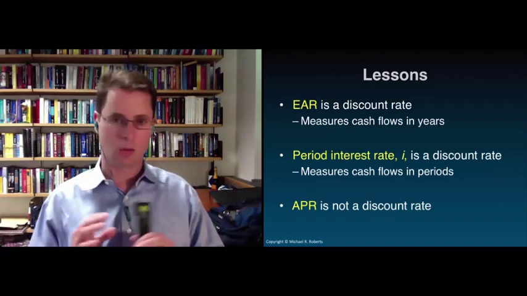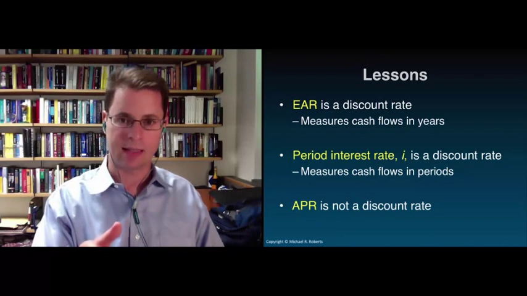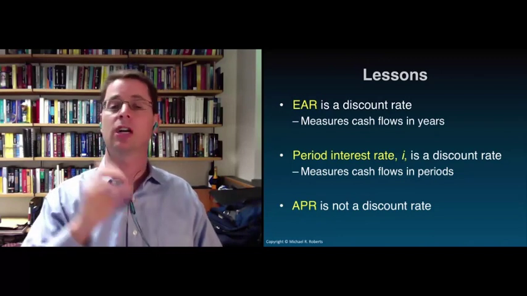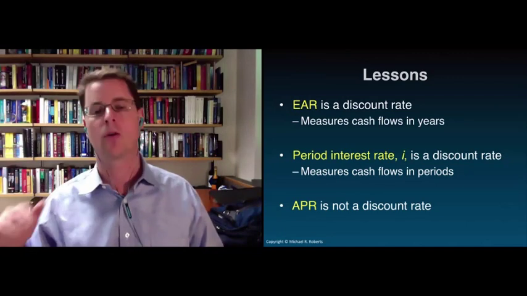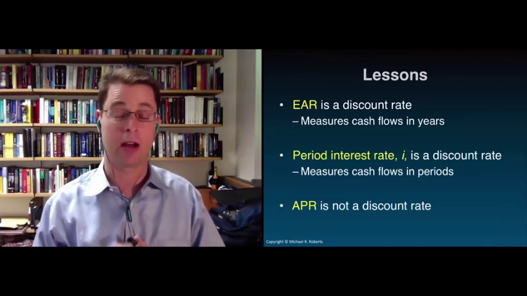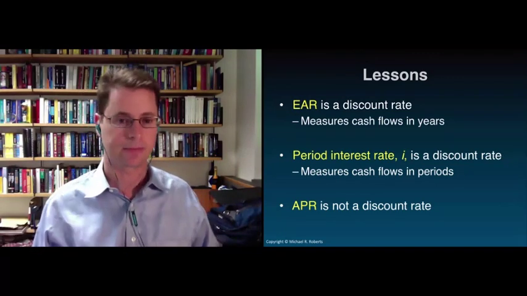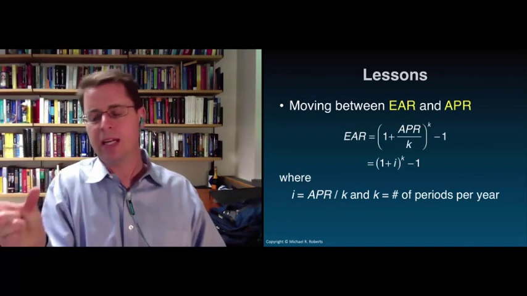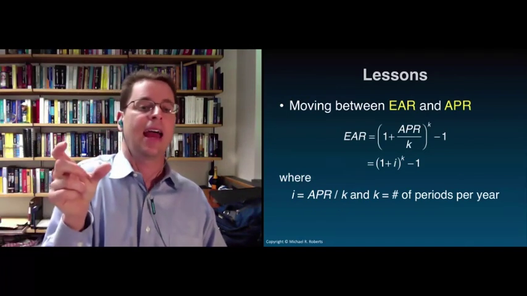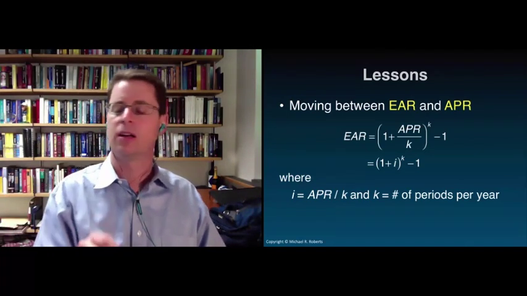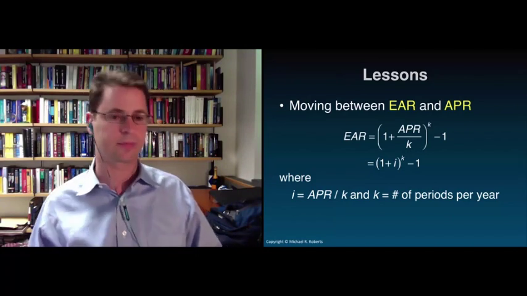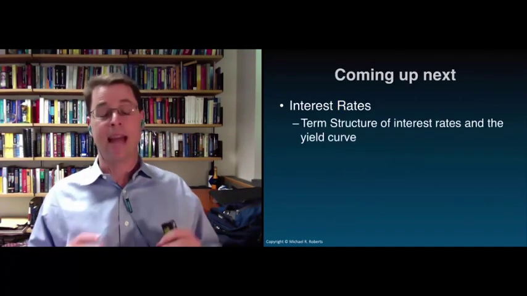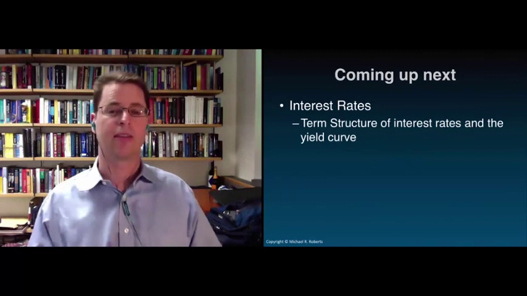APR, that's a quoting convention. That's a means to an end. We use APR in conjunction with the compounding frequency to get our discount rate, whether it's the EAR or the periodic interest rate or the periodic discount rate I. And we can move between the APR and I and the EAR by a couple of very simple mathematical relations that we discussed. Now, next are a bunch of great problems that I want you to dive into.